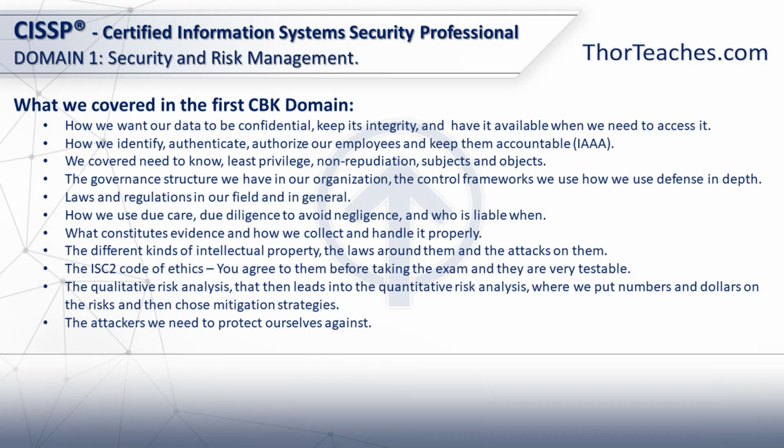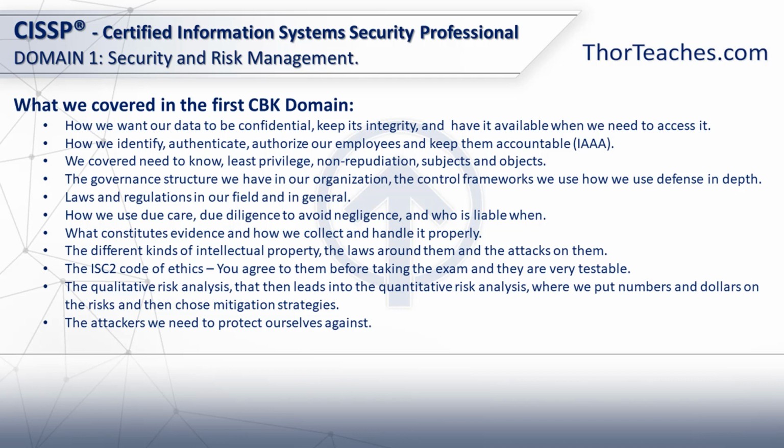Wrapping up the first of these 8 CISSP domains, let's look back at what we covered. We looked at the CIA Triad. We looked at how we ensure the confidentiality of our data, we ensure the integrity of it, and what we can do to make sure it's available to the people who need access to it. We looked at the IAAA model, how we identify, authenticate, authorize our users, and hold them accountable. We looked at the principle of need to know, least privilege, non-repudiation, and how subjects and objects work together.